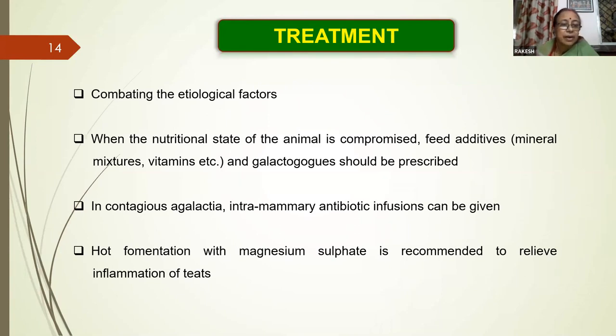When there is inflammation, the teat is hard, and it is about 3 to 4 days old mastitis, then you can advise hot fomentation. Cold fomentation is advised with ice and cold water when it is an acute case of mastitis, after 24 hours or 1 day. Then go for cold fomentation.